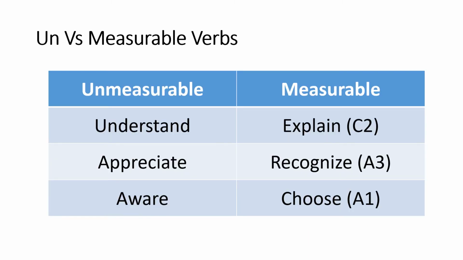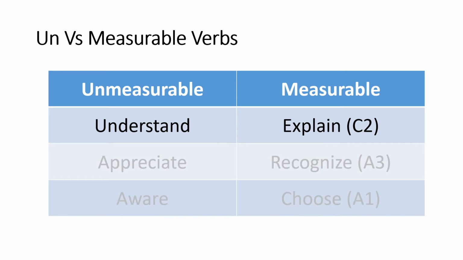Let us understand what are measurable and unmeasurable verbs. If the behavior or knowledge can be tested and graded, it is measurable. Understand implies that the student knows the meaning, reason or effects. But to show that he understands, the student should explain. So explain is an action verb which can be measured. Did you understand tooth development? Yes. Then explain tooth development.